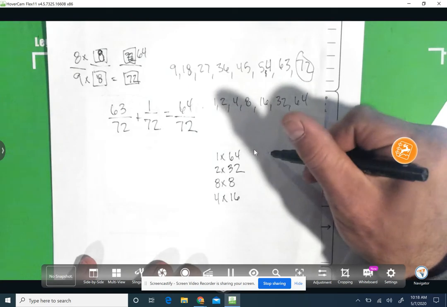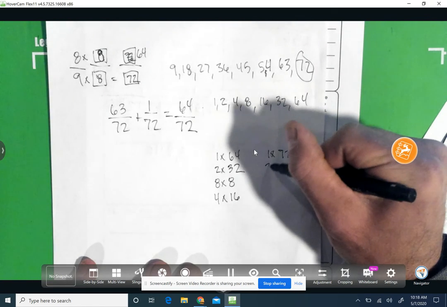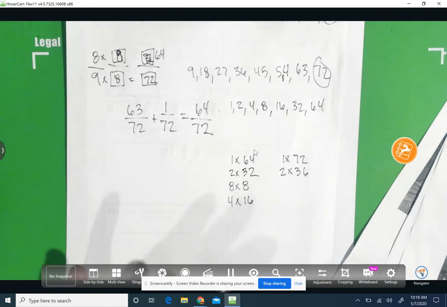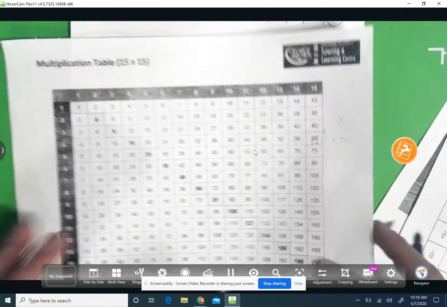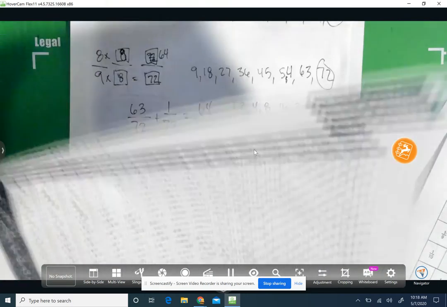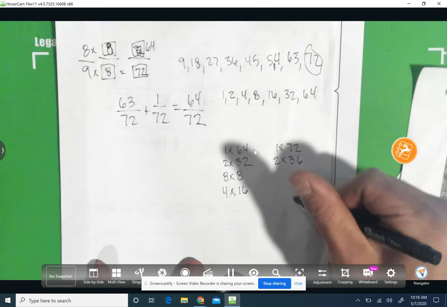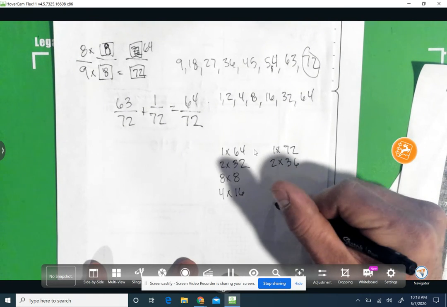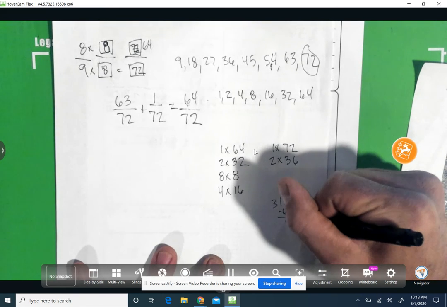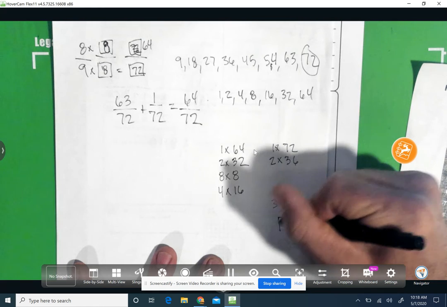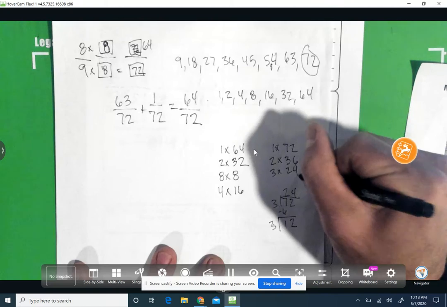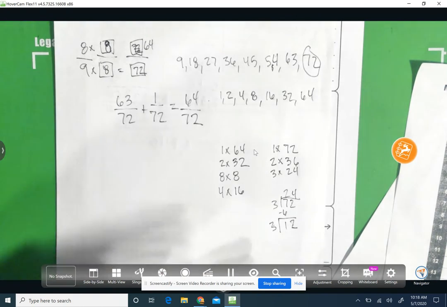We have 1 times 72. It's an even number, so 2 times 36. We can see if 3 times anything gets us 72. Let's do a little long division to find that out. 72 divided by 3: we have 2, 6 is 1. Bring down the 2. Oh, yep. 12 divided by 3 is 4. 3 times 24 is a factor pair. I'm going to get a little squished here.